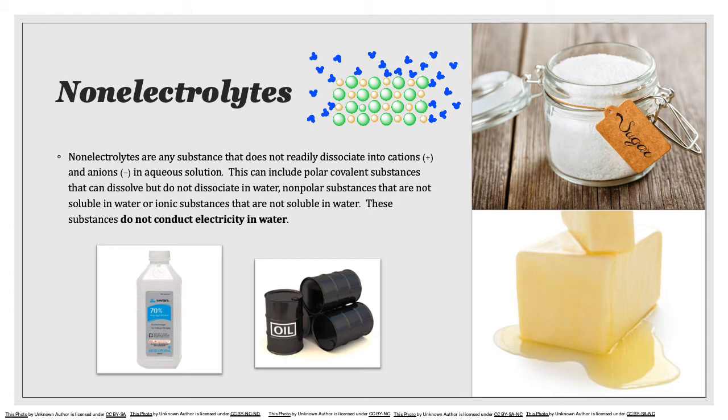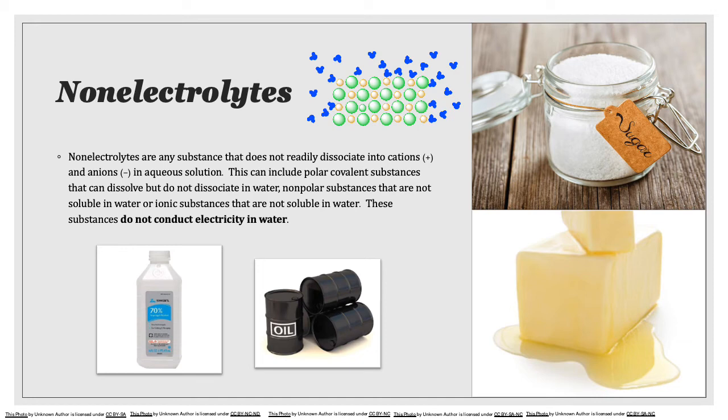So some examples: we have rubbing alcohol, which is a polar covalent substance. It will dissolve in water, but it will not conduct electricity because it does not dissociate. And the same for sugar, that's a polar covalent substance. And then oil and butter and anything greasy like that would be a non-polar substance and will not dissociate or dissolve or mix into water. So none of these substances, when mixed or when trying to mix with water, will allow for the conduction of electricity because they don't form positively and negatively charged particles.